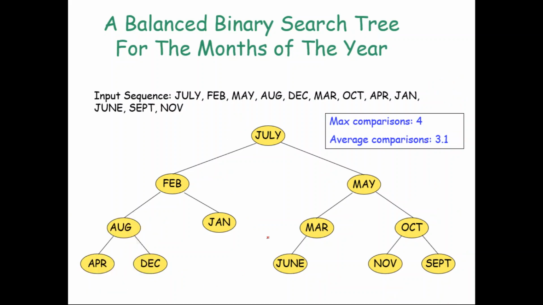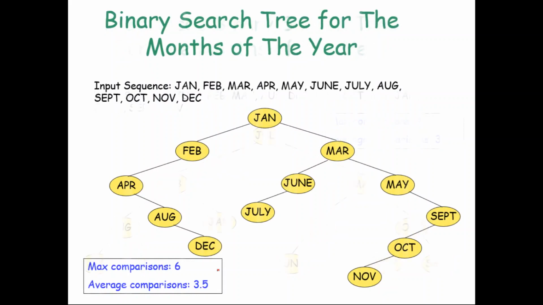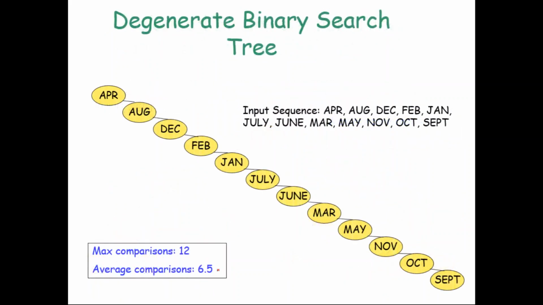Okay, and also if you see, this is quite a balanced binary tree. Right. So again, if you see this particular tree, if the input is given in alphabetic order, April comes first, then August, then December. If it is given in alphabetic order, then it becomes a skewed binary tree. Right? And now the maximum comparison is 12. To identify September, you have to make 12 comparisons, and the average comparison is 6.5.